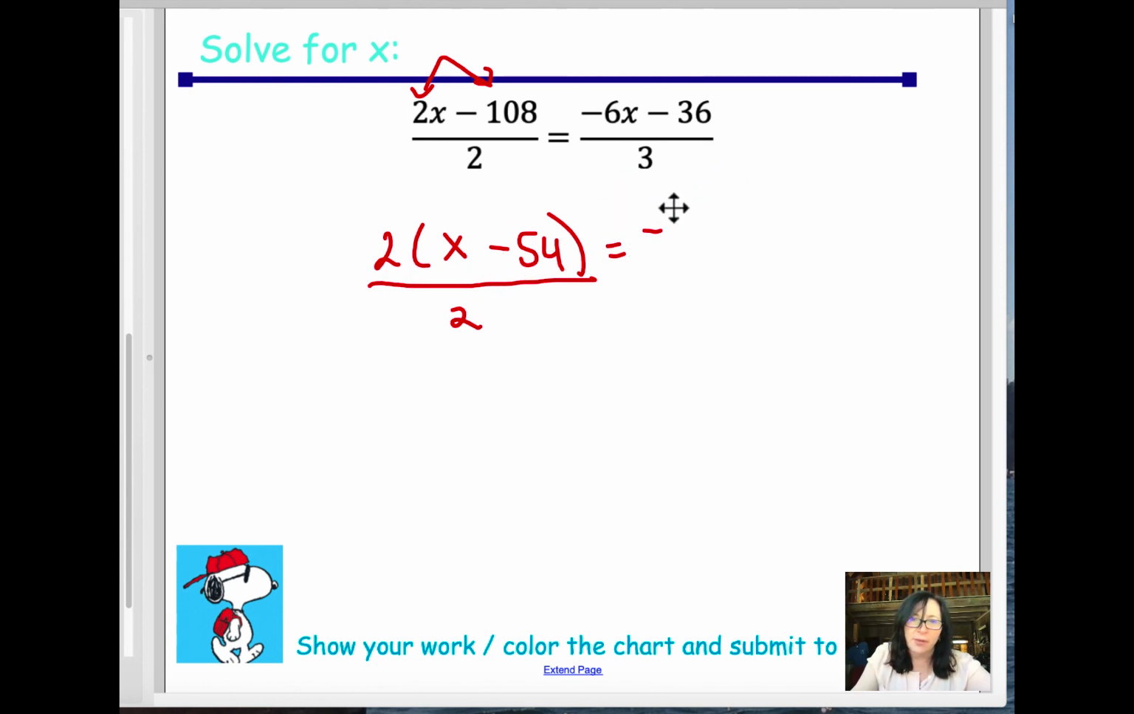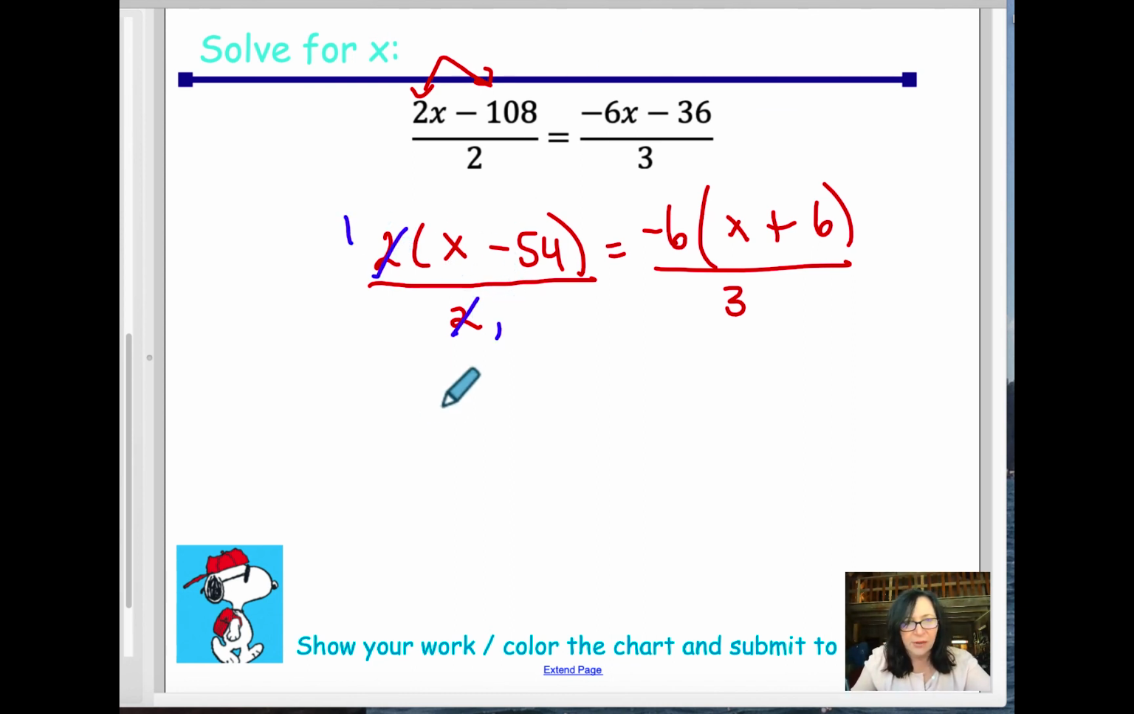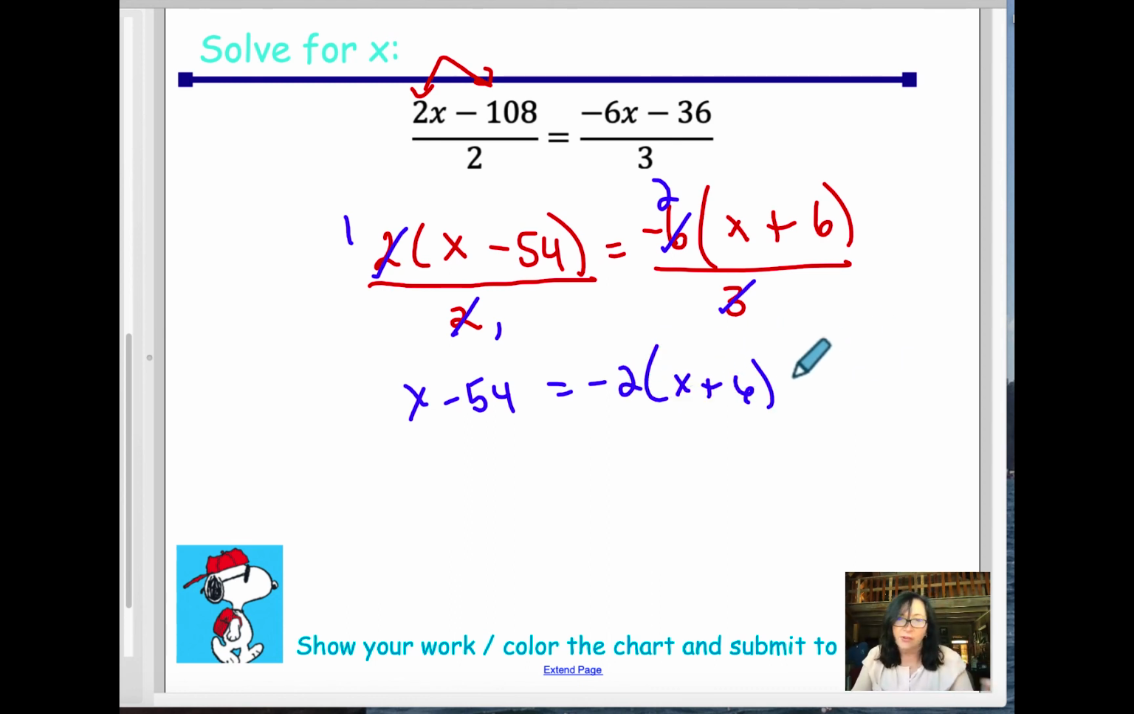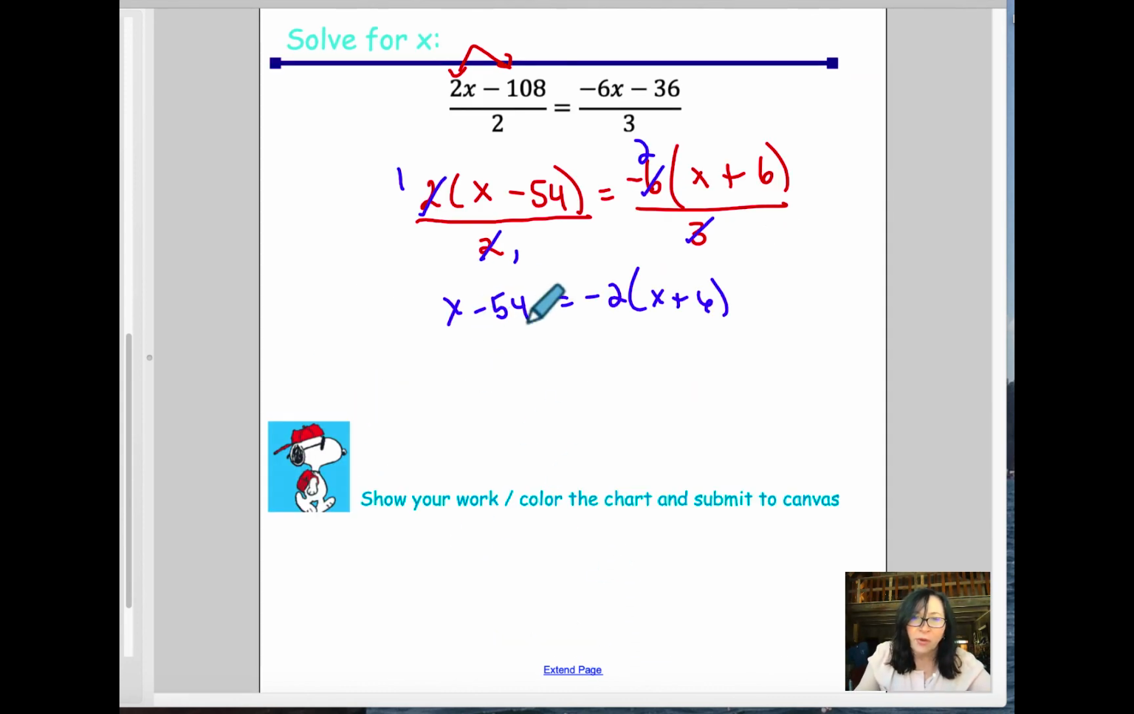And then for this value, I'm going to take out a negative 6. And in doing that, I would get an x, and then plus 6. And then that's all over 3. By reducing that, after I factored out values, these 2's are going to cancel. And I have x minus 54 equals, 3 divides into 6 twice, so I have negative 2 times x plus 6. And this makes the numbers a lot smaller, so it makes it a lot easier to complete the work. So then I've got x minus 54 equals negative 2x minus 12.